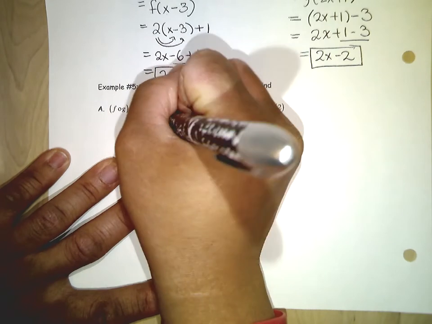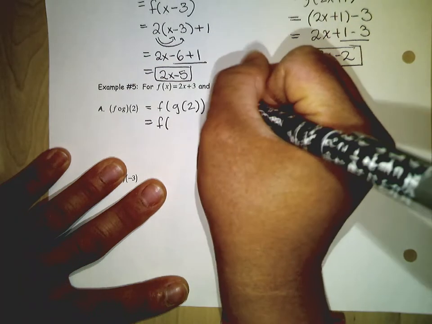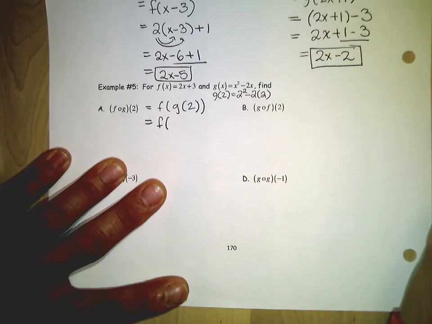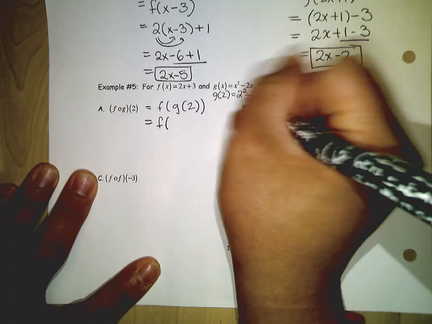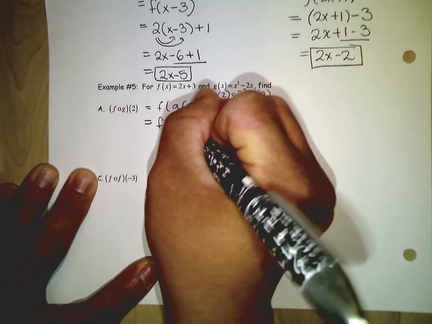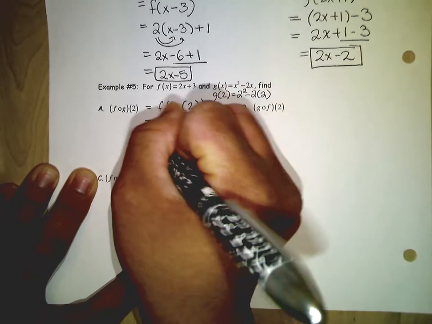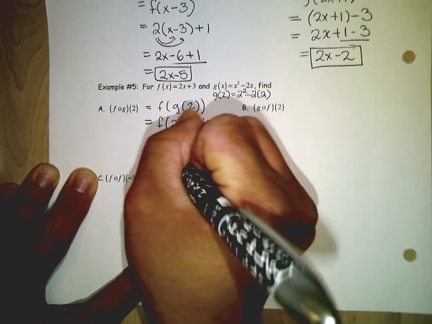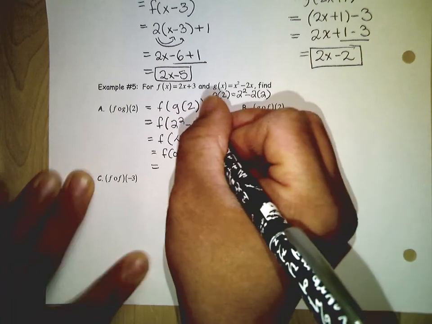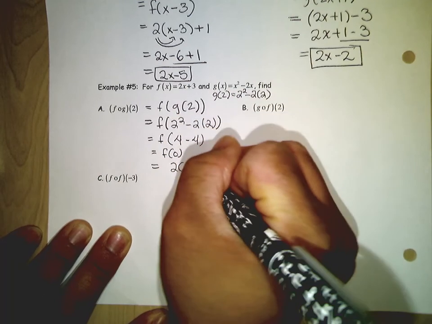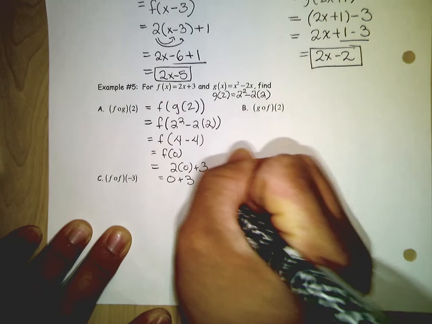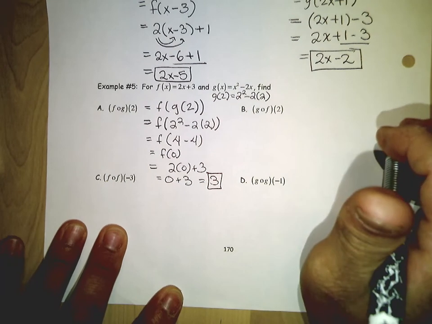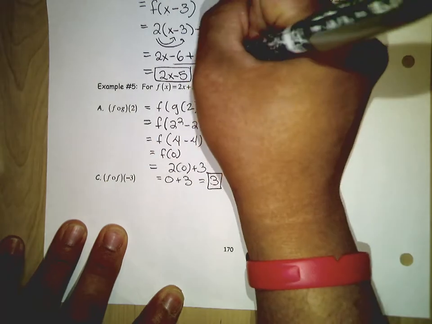So if I do this, this means I can substitute the 2 into the g of x first. All right, and if I do that, I have 2 squared minus 2 times 2. So 2 squared is 4 minus 2 times 2, which is 4. So this is f of 0. And if I substitute 0 into f of x, I have 2 times 0 plus 3, which is 0 plus 3, which is 3.